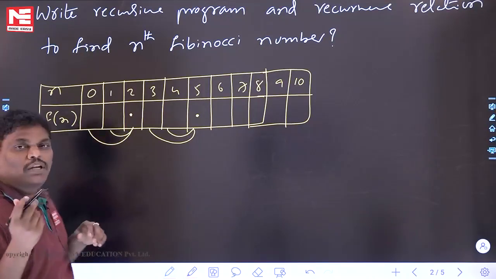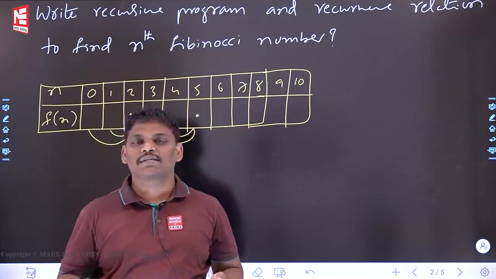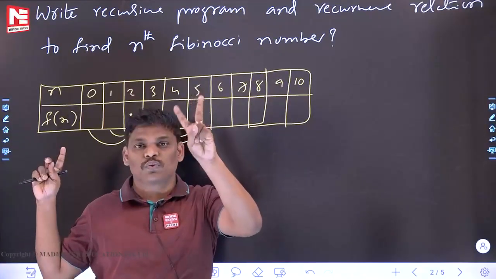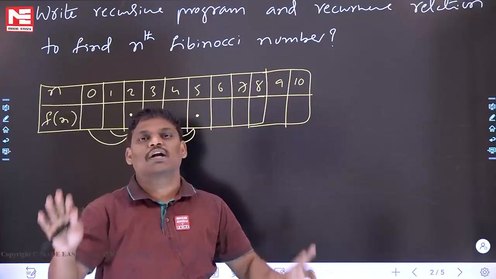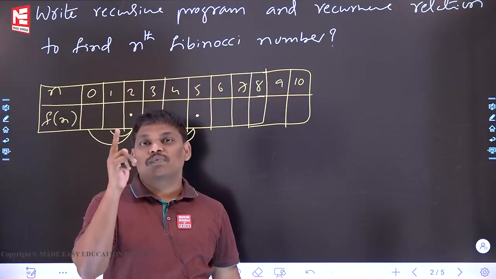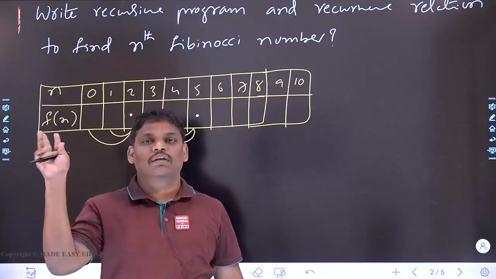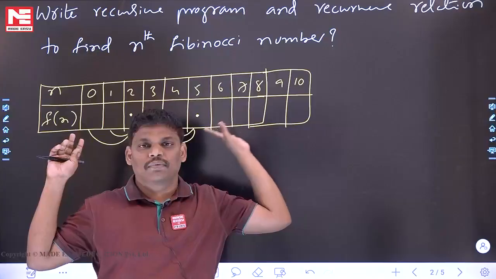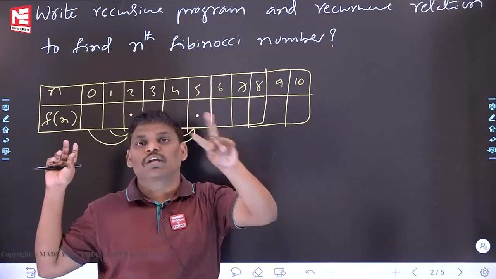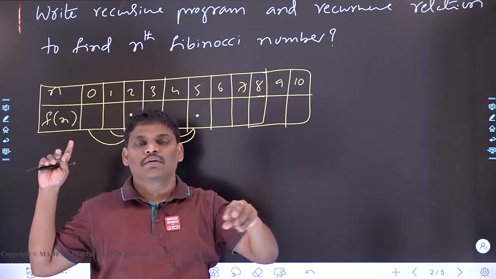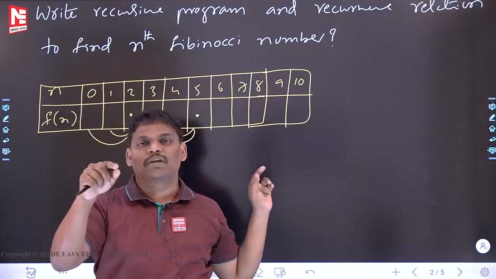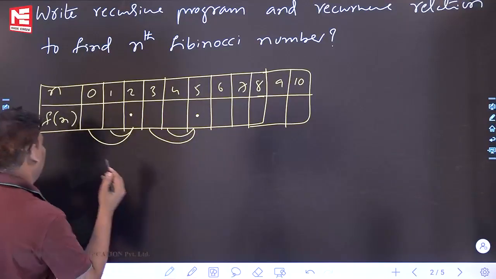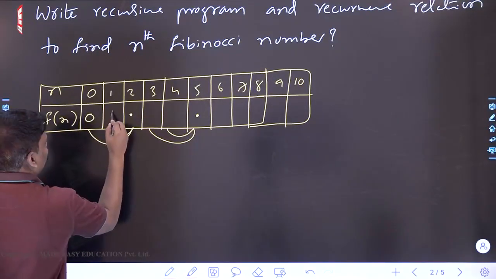Try to remember, every recursive program should have a termination condition. For Fibonacci, there are two terminations: Fibonacci of 0 and Fibonacci of 1 should be known, then the series will continue further. The first two values are given by the user, and you can give whatever you want. Based on the first two, the remaining will come. Normally people give Fibonacci of 0 is 0, and Fibonacci of 1 is 1.